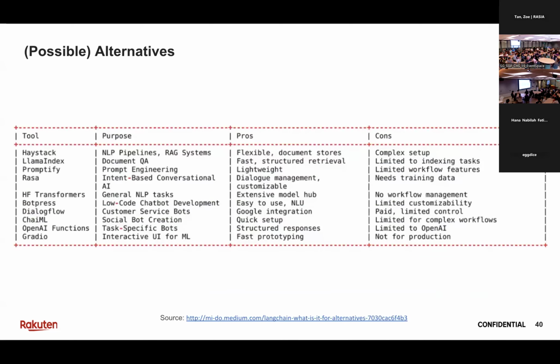And there are other alternatives I found, like Haystack and LlamaIndex. To be very honest, I've never really explored them. But yeah, these are the other tools that people can use aside from LangChain.